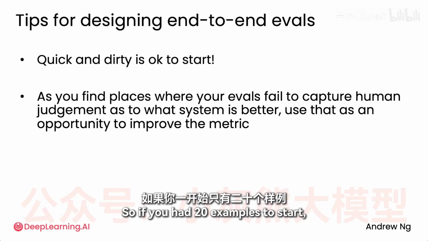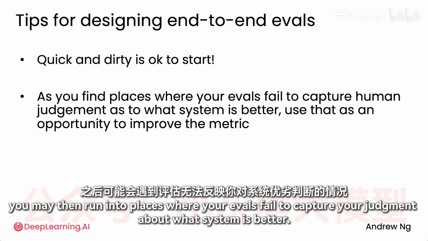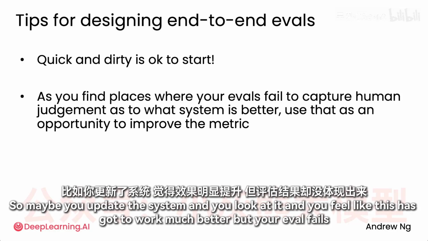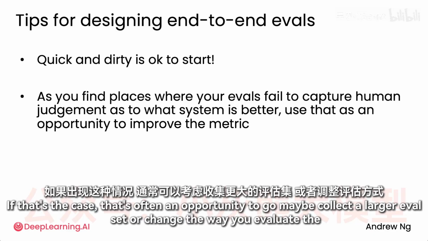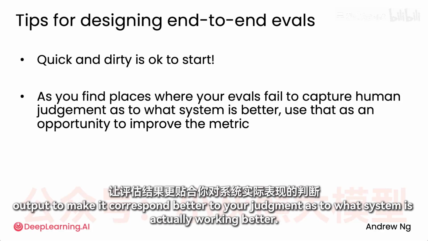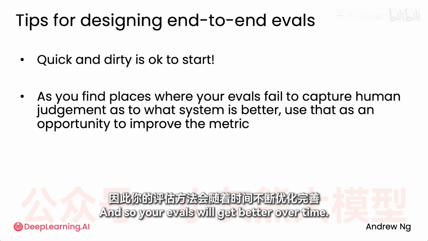So if you had 20 examples to start, you may then run into places where your evals fail to capture your judgment about what system is better. So maybe you update the system and you look at it and you feel like this works much better, but your eval fails to show the new system achieving a higher score. If that's the case, that's often an opportunity to go collect a larger eval set or change the way you evaluate the output to make it correspond better to your judgment as to what system is actually working better. And so your evals will get better over time.